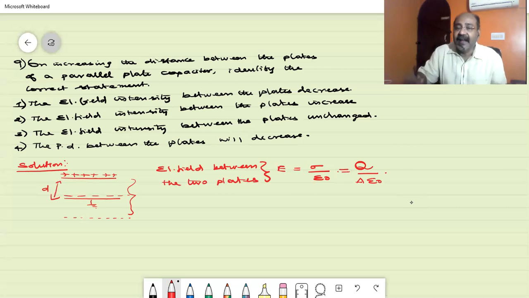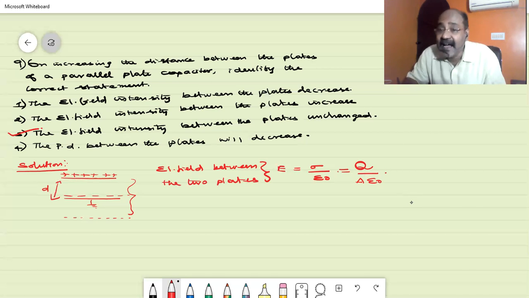So I can say the electrical field in between the two plates is independent of distance. If the electrical field in between the two plates is independent of distance, it means that by increasing the distance, the electrical field is never going to get changed. So the answer is the third one. The electrical field intensity between the plates is unchanged.